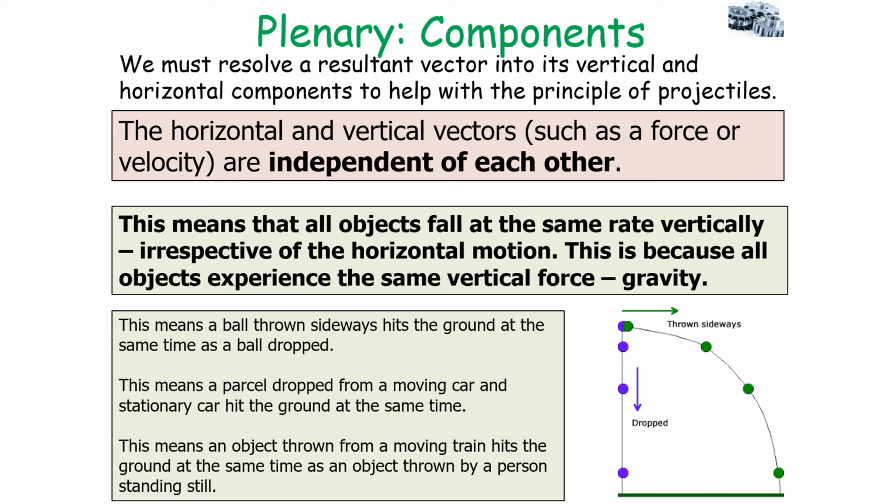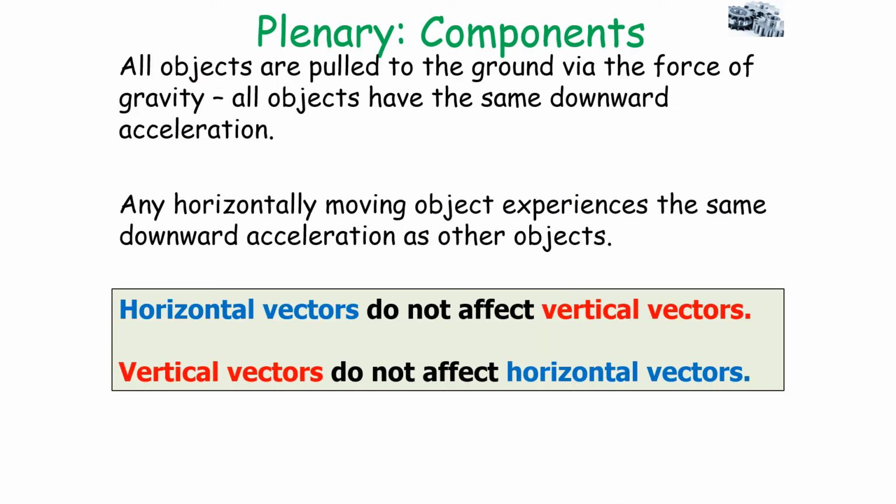So this means, for example, a ball thrown sideways hits the ground at the same time as a ball dropped. This means a parcel dropped from a moving car and a parcel dropped from a stationary car hit the ground at the same time. This means an object thrown from a moving train hits the ground as an object thrown by a person standing still. Because if we think about it, all objects are pulled to the ground via the force of gravity, so all objects have the same downward acceleration.